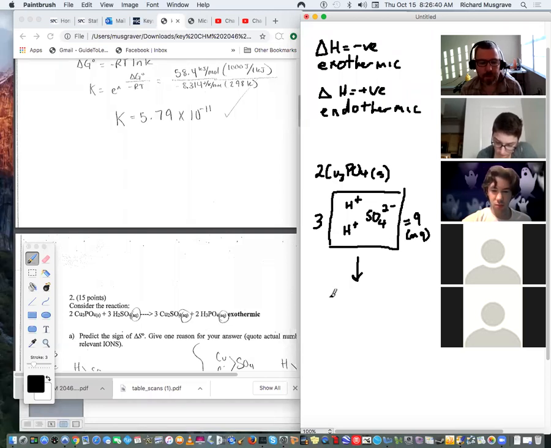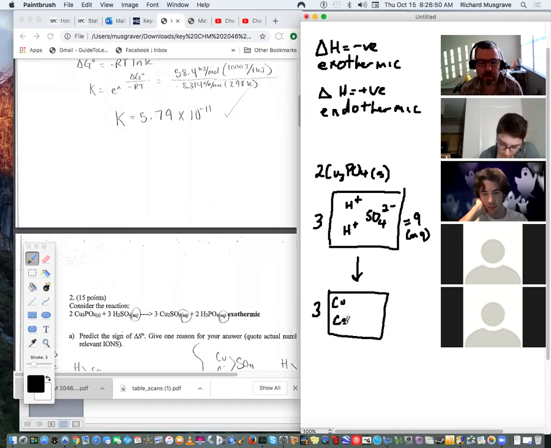Okay. Over here, we've got 3 Cu2SO4s. Now the Cu2SO4, maybe 2 Cus and 1 SO4. You really don't need the charges, but I'm putting them on anyway. That would be 9 aqueous ions as well. And then we've got 2 H3PO4s.